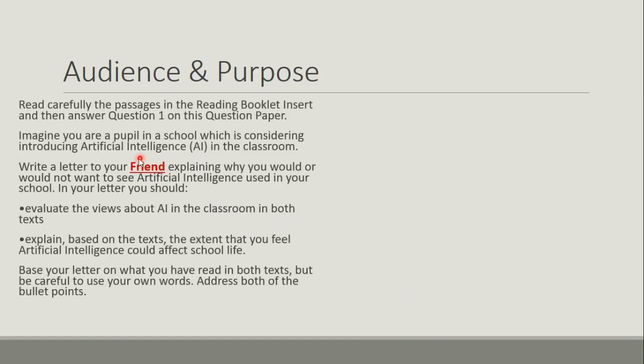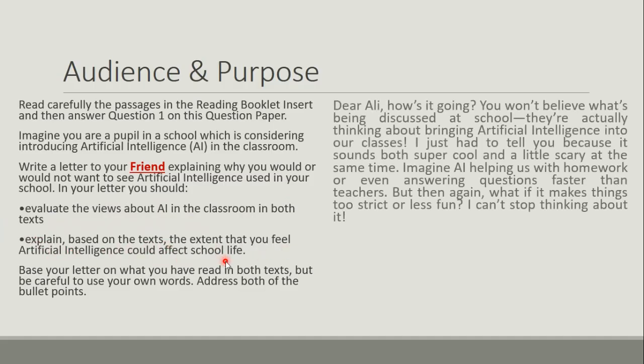Now you are going to write the same letter to your friend. Write a letter to your friend explaining why you would or would not want to see artificial intelligence used in your school. In your letter, you should evaluate the views about AI in the classroom in both texts. Explain, based on the texts, the extent to which you feel artificial intelligence could affect your school life.